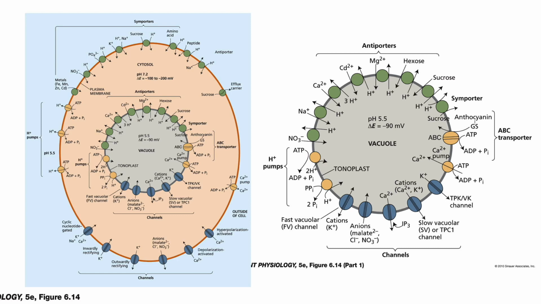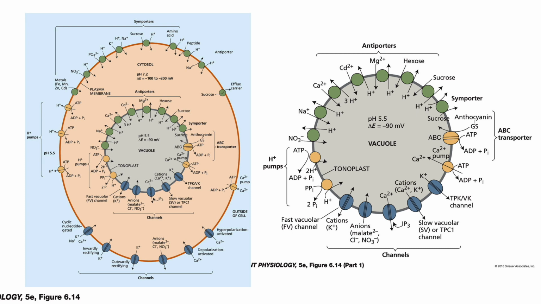And in some cases, we have a fast vacuolar channel that allows cations, in particular potassium, and they can go in either direction depending on what happens to the electric potential. So the cell electric potential can change, and this can cause changes in the direction of the potassium transport down its electrochemical potential gradient. And then finally, we see two of the proton pumps, the PPiase and the ATPase in the tonoplast. Whew, it's a lot, huh?